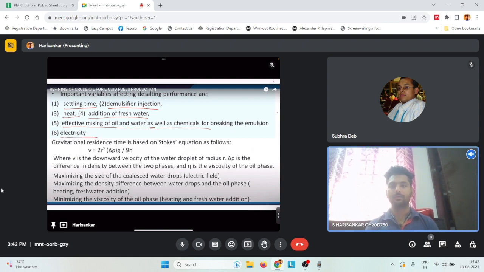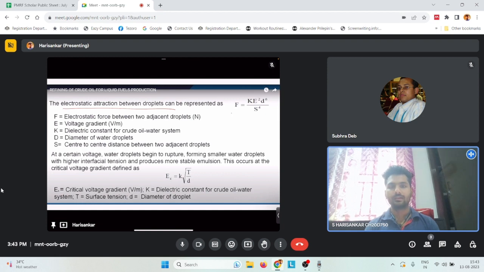In the case of the electrostatic precipitator, electricity is also an important factor. For gravitational desalting, this is the main formula used to find the settling velocity, the downward velocity of the water droplets in the desalting process. In the case of the electrostatic desalting process, we use the formula F is equal to K E square D raised to 6 by S raised to 4, where F is the electrostatic force, E is the voltage gradient, K is the dielectric constant for the crude oil and water system, D is the diameter of the water droplets, and S is the center to center distance between the adjacent droplets.